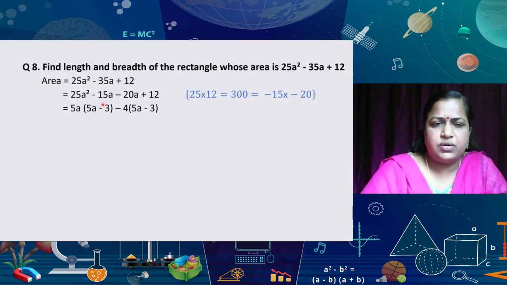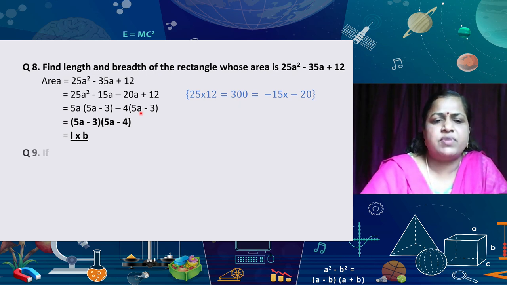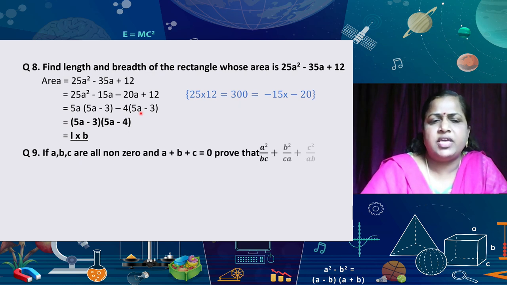So 5a into 5a minus 3 minus, we can take common factor as 4. So minus 4 is common factor. So 5a minus of minus is plus 12. So minus 4 into minus 3 is plus 12. So here 5a minus 3 into 5a minus 4 is the answer. So this can be written as length into breadth, where length is 5a minus 3 and breadth is 5a minus 4.